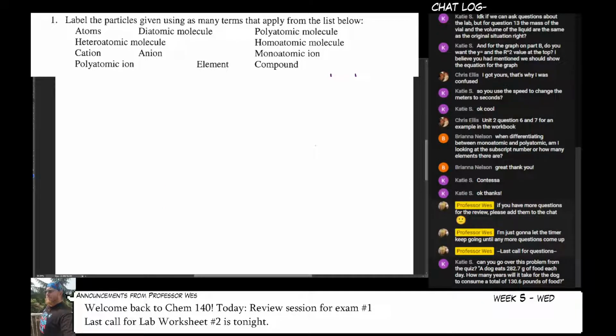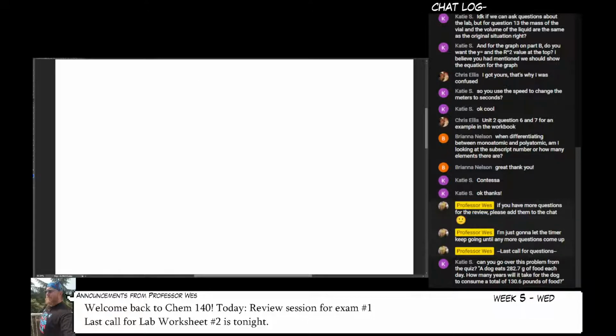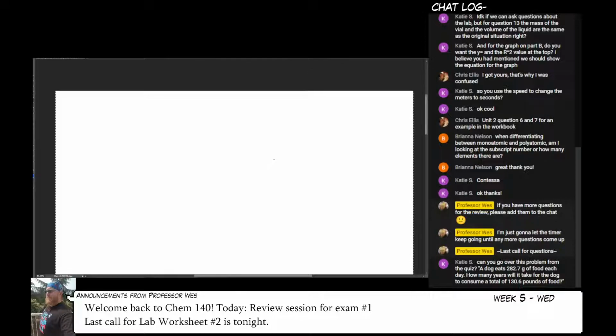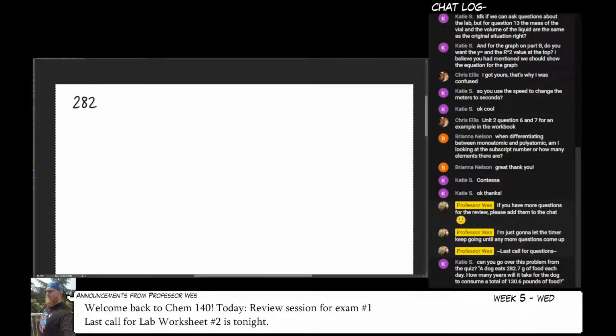Alright. So we got a dog, and the dog eats 282.7 grams of food each day. So if I write that down, 282.7 grams per... I almost wrote grams per dog. How many years will it take for the dog to consume a total of 130.6 pounds of food? Okay.